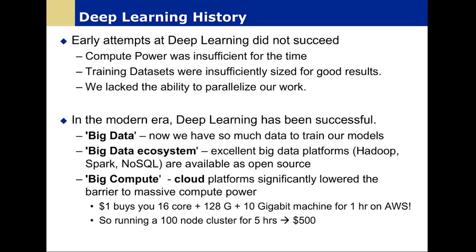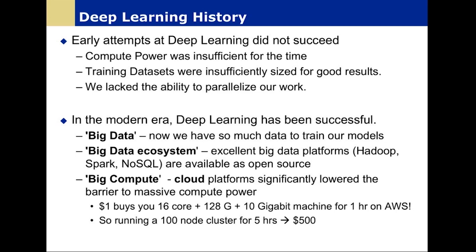But now we have several things that have made our efforts more successful, one of which is big data. So now we have the ability to have lots of data to train our models. In the big data ecosystem, we have platforms like Hadoop, Spark, NoSQL, etc. as open source, and they help give us an ecosystem that is friendly to big data.